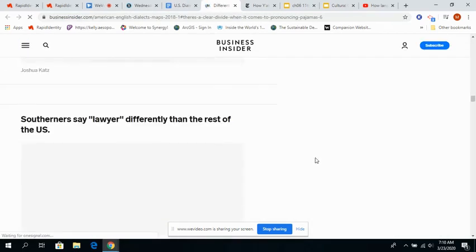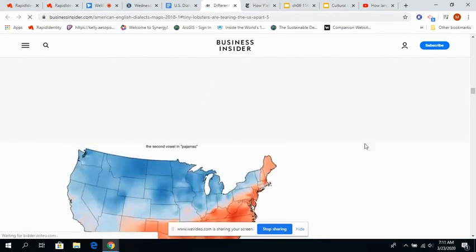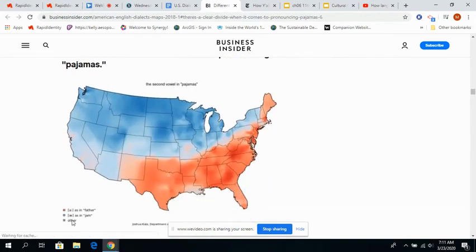you look at these maps and you can see, for example, there's a clear divide when it comes to pronouncing the word pajamas. Down here, I say pajamas, like the word jam, but other people in this region of the country, in the South, say it differently. Okay. All right. So I think you guys get it.